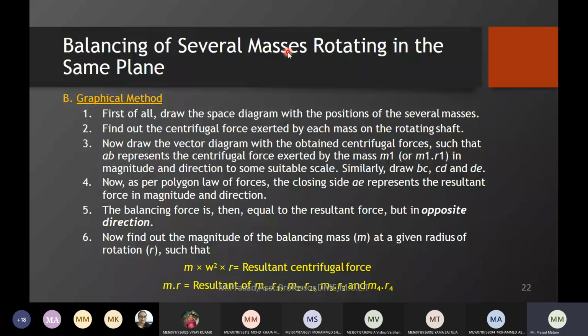Okay, now let us see the balancing of several masses rotating in the same plane. Graphical method.